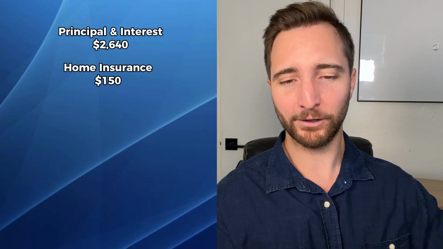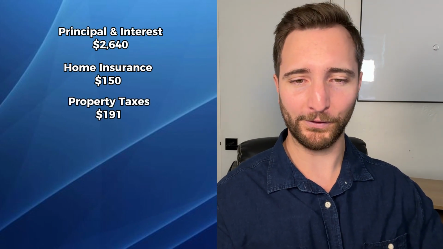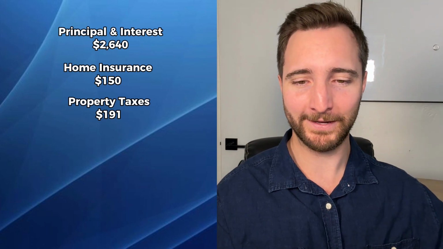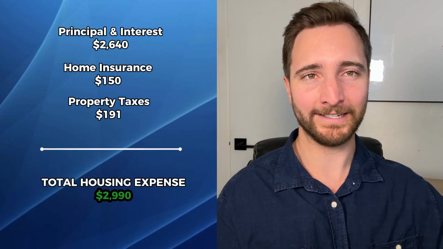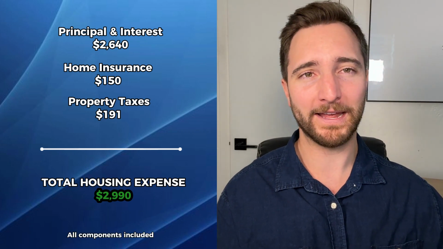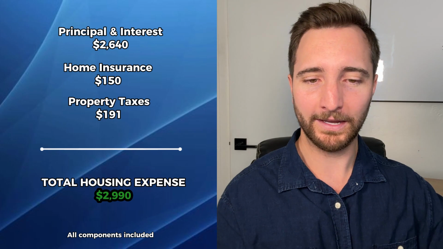So first, we've got to figure out what our payment's going to be. With $150 home insurance and then about $191 for taxes, we're estimating the total PITI payment at $29.90, right? So we have to add HOA, we have to add anything. Every component of the payment is going to have to be included in this ratio.